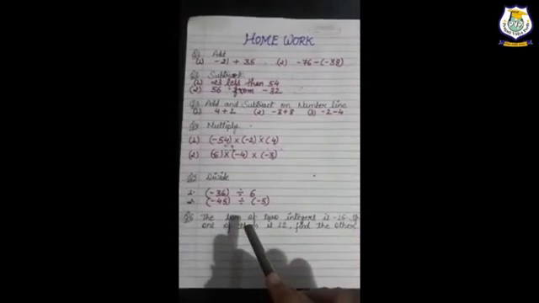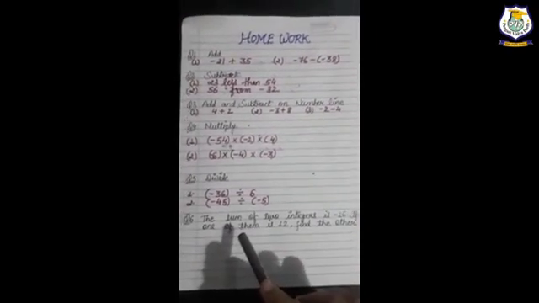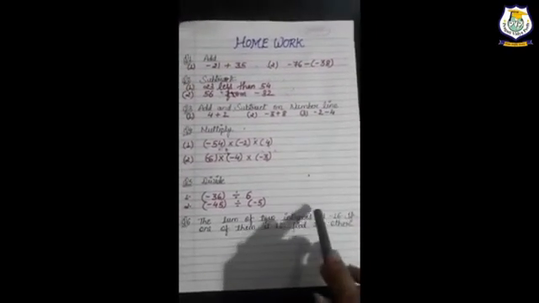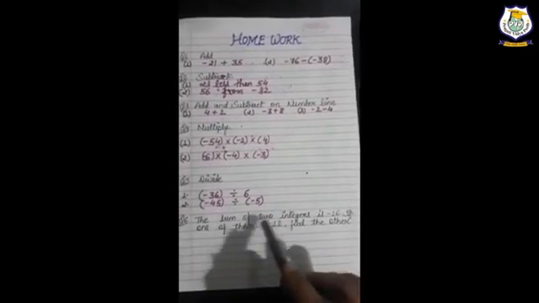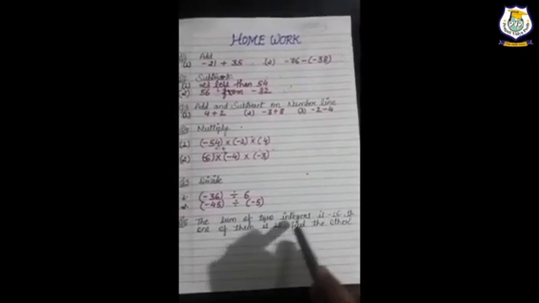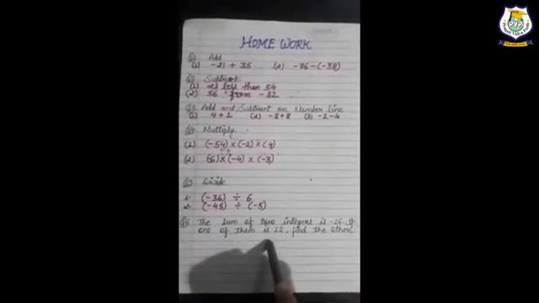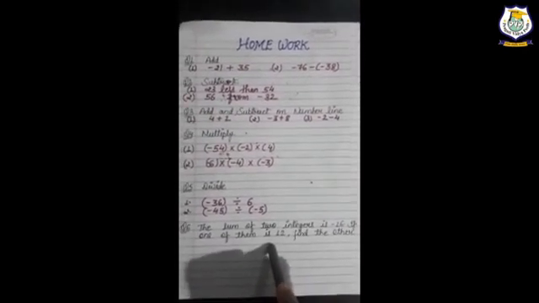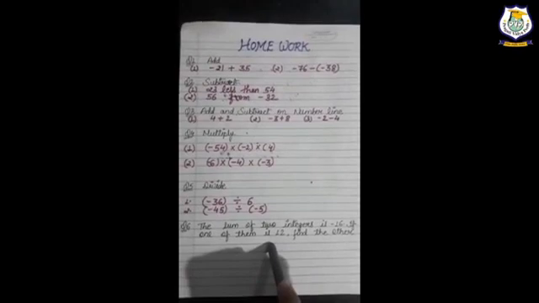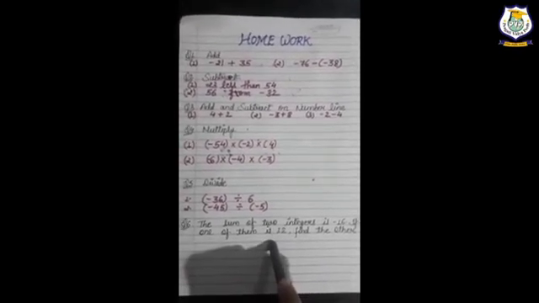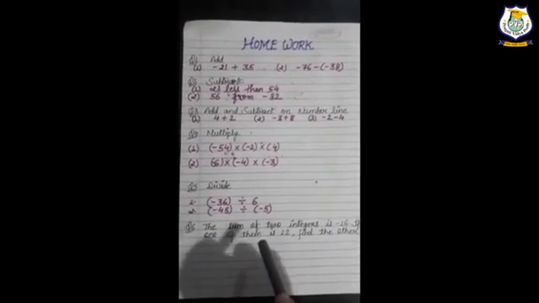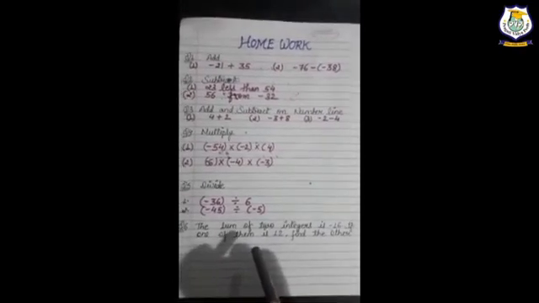Now the one word problem I have given is very simple. The sum of two integers is minus 16. If one of them is 12, find the other. The last word problem I have solved, and the same kind of word problem I have given here also. So you are able to find out how much you are getting from this video about the addition, subtraction, multiplication and division of the integers.